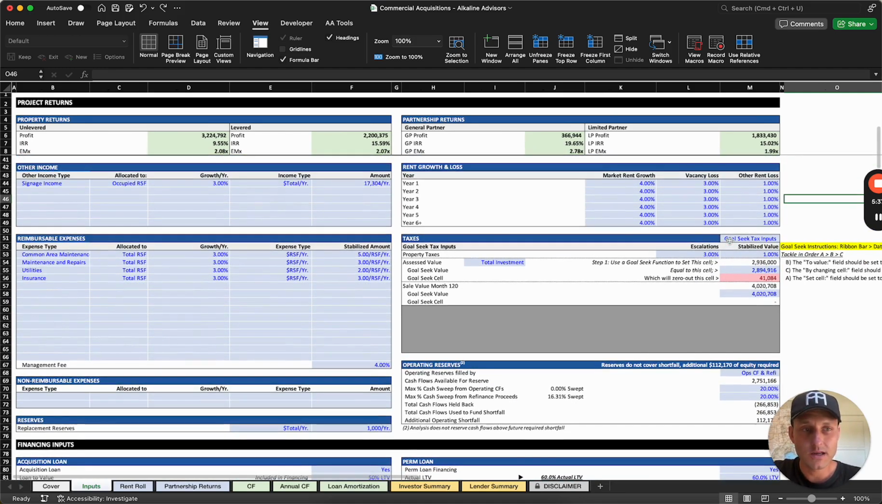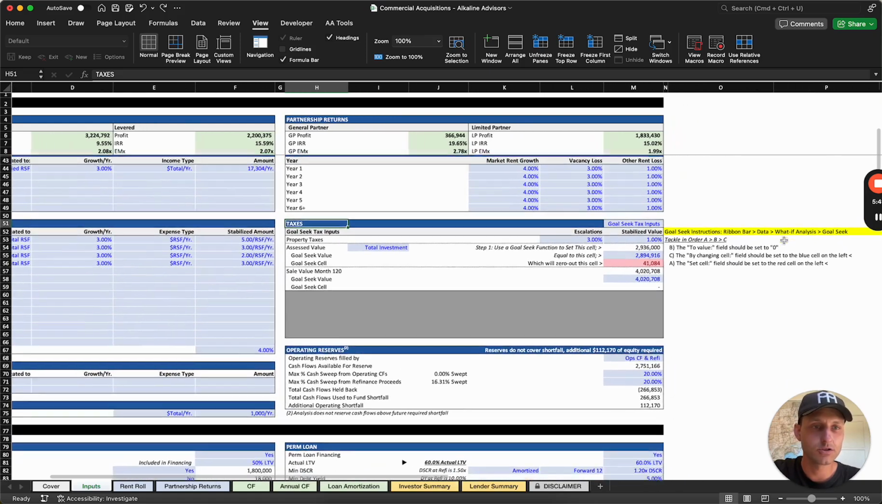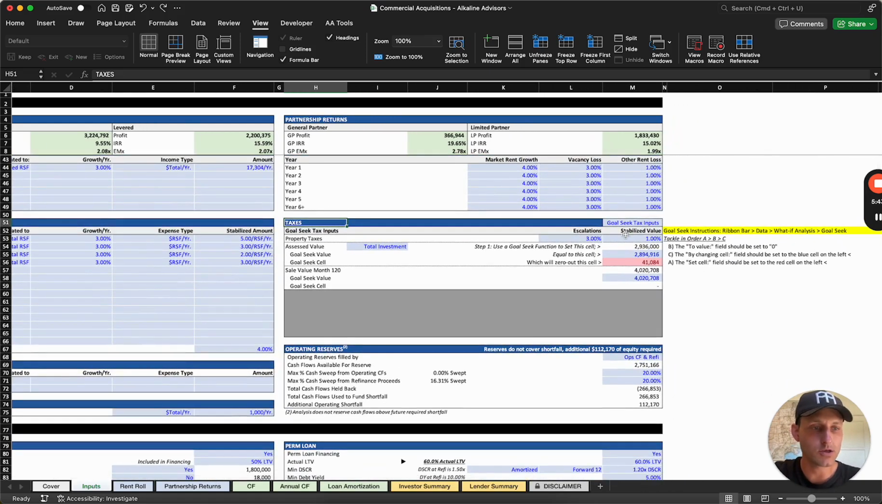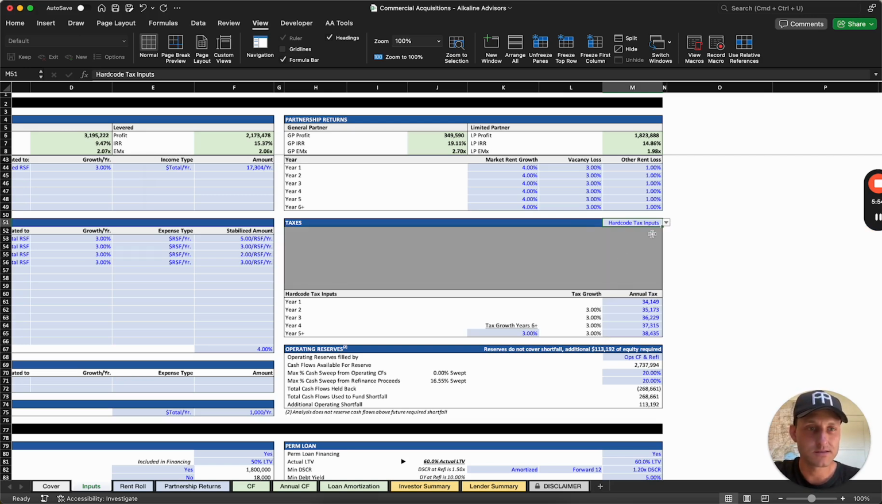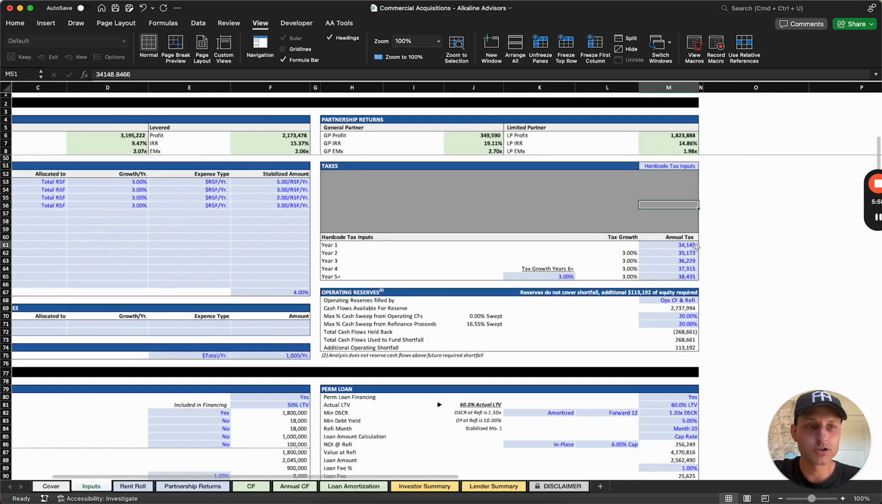Okay, so then underneath we have the tax section. We built this tax section out to incorporate two methodologies. Obviously, there are a lot of ways you can back into what potential taxes could be, or you could have actual figures, right? So, the easiest way we built this out is there's this toggle. You can select hard code tax inputs. Here you can choose actually what the annual taxable amount is in each year, and then from year 6 plus, what is that year 5 tax amount growing at.